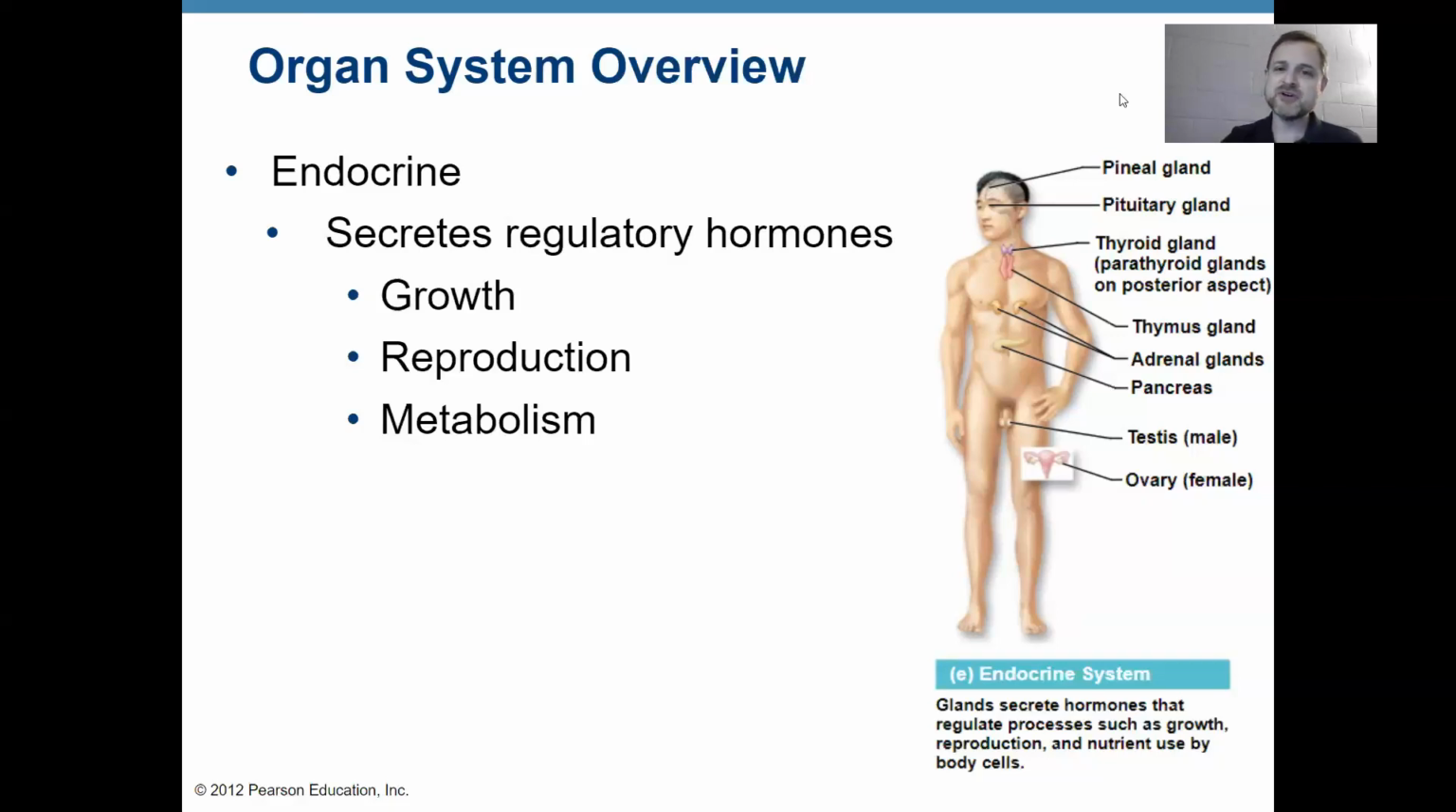And notice your endocrine glands are sort of scattered throughout your body. Oftentimes organs, like the stomach, is a digestive organ, obviously, but your stomach also produces hormones. So your stomach is also technically an endocrine organ. Most of your organs actually fall in more than one organ system.